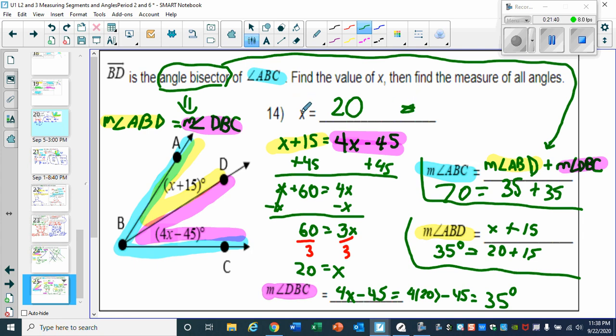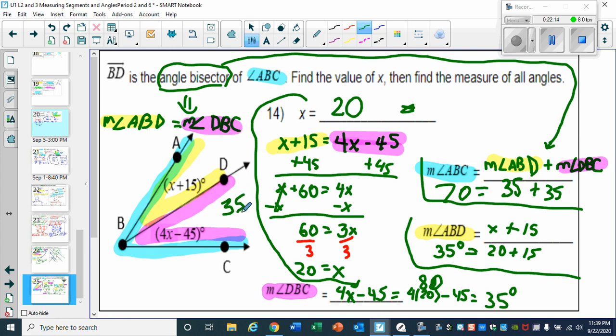Now you're going to work counterclockwise. Once you get x equals 20, then you got to plug it into the expression 4x minus 45 to get the measure of DBC. So then what will happen is, substitute 20 for x, you get 4 times 20, 80, and then 80 minus 45 is 35. So DBC is going to be 35.